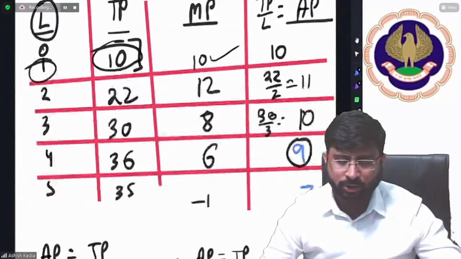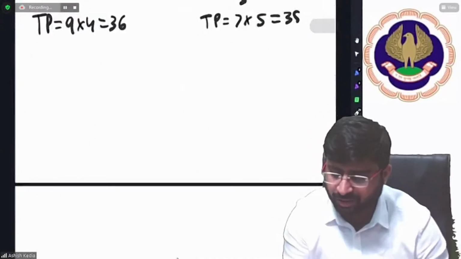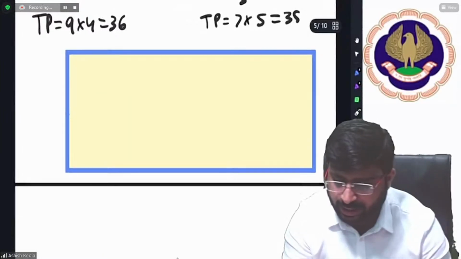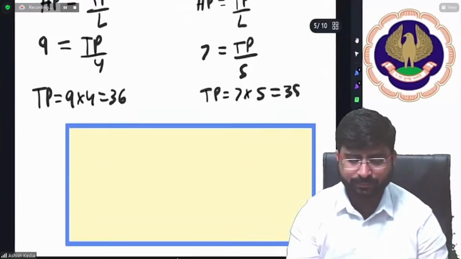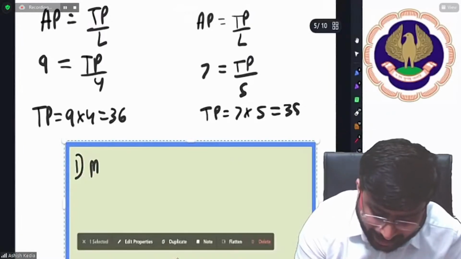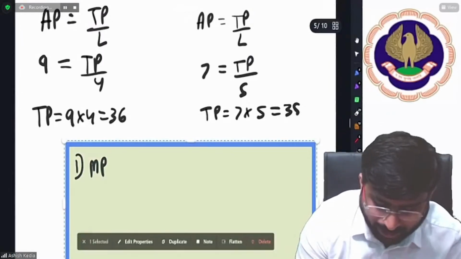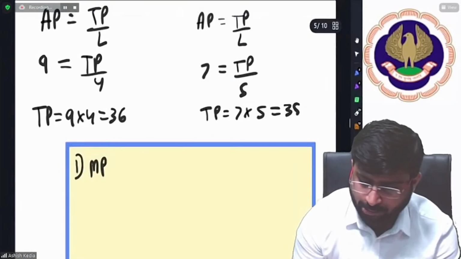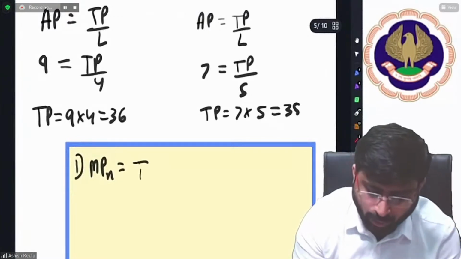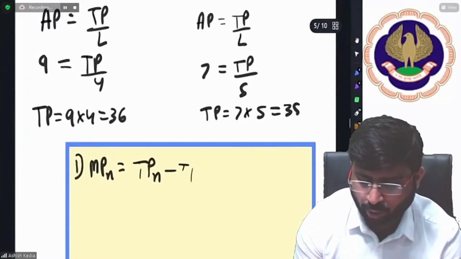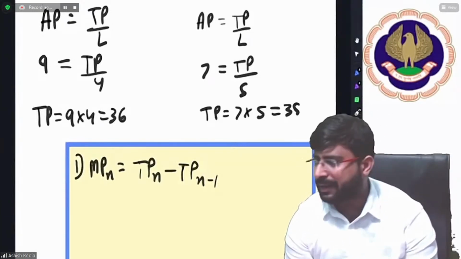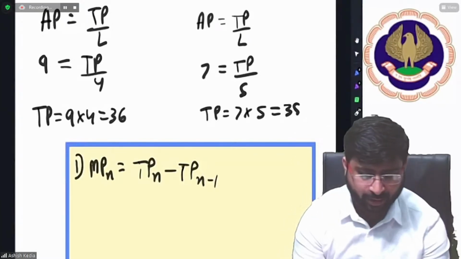Correct. So let me make a formula sheet for you. Please write down some formulas. I'll write it down for you all. Formula number 1 is marginal product at any level. Marginal product at any level is total product at that level minus total product at a level lesser by 1. TP of n minus TP of n minus 1.